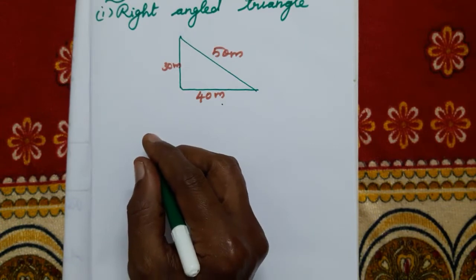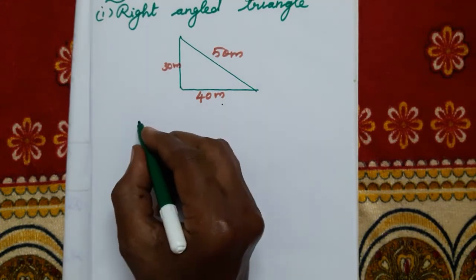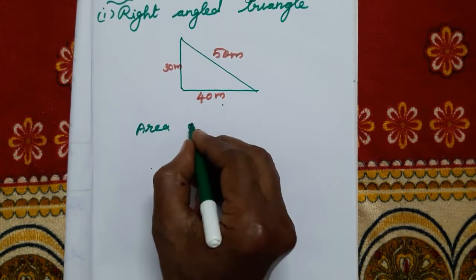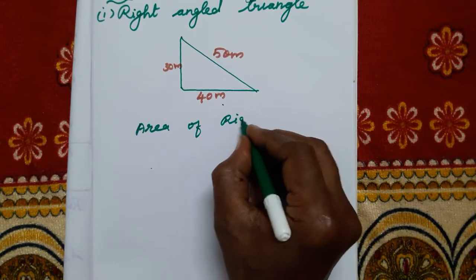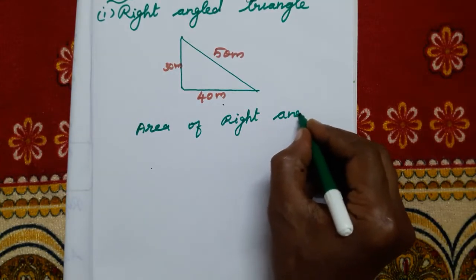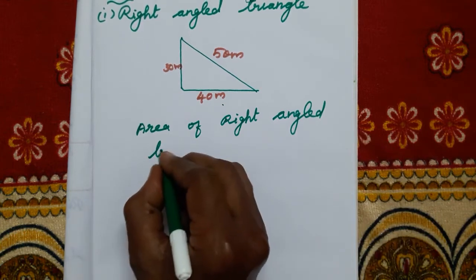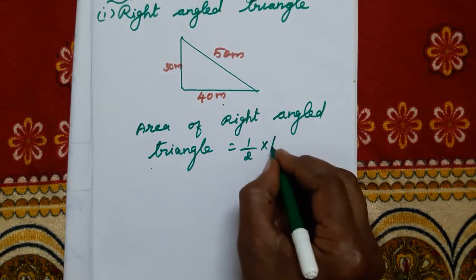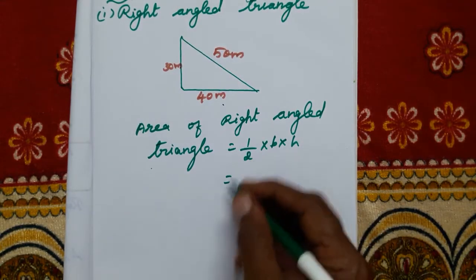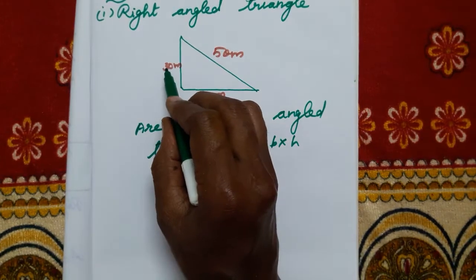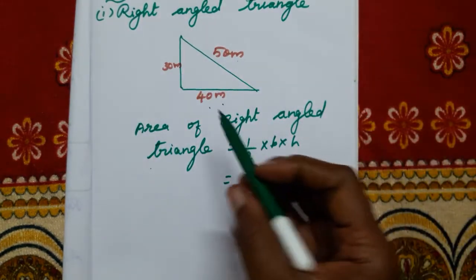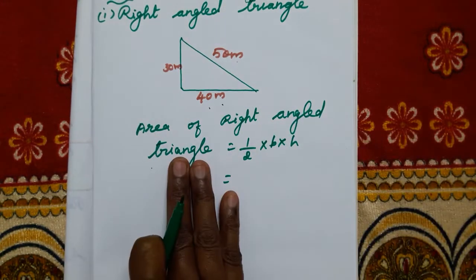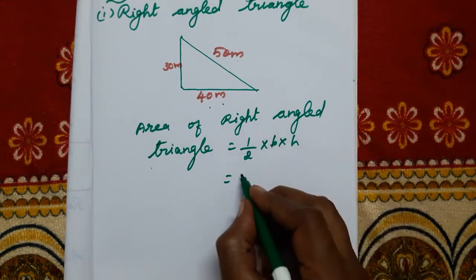What's the formula? Half into B into H. I am using the half into B into H formula. Area of right angled triangle is equal to half into B into H. If you are using Heron's formula, you take the sides as A, B, C, then the semi-perimeter, and you can do it. Whichever method you use, you will get the same answer.